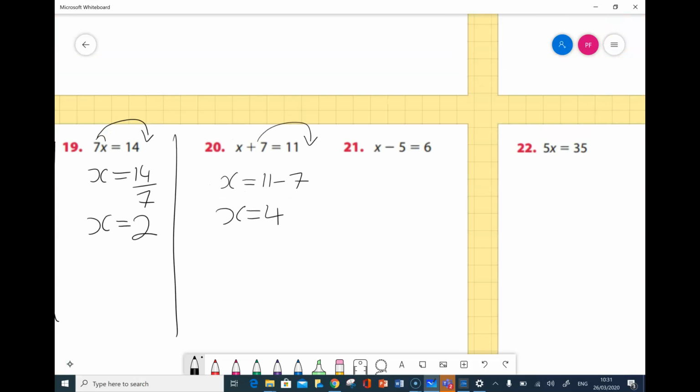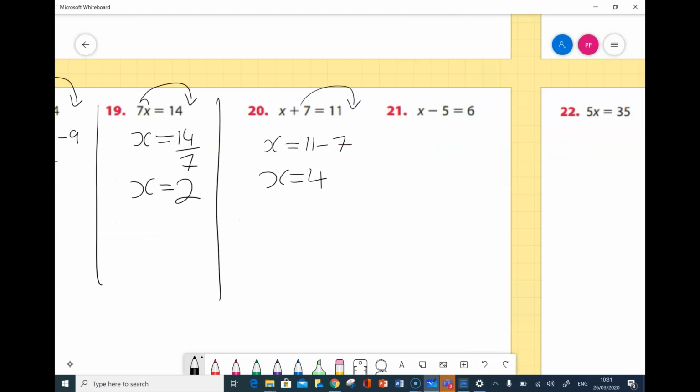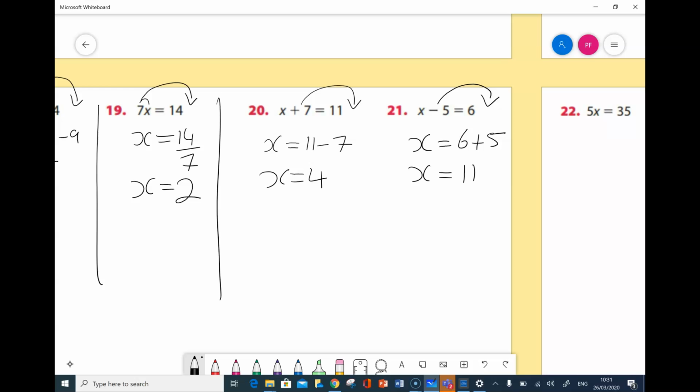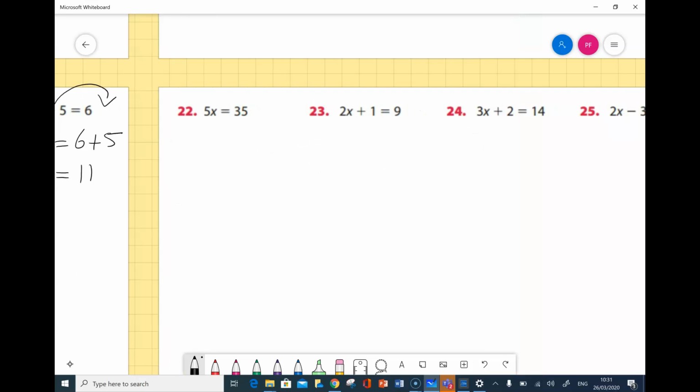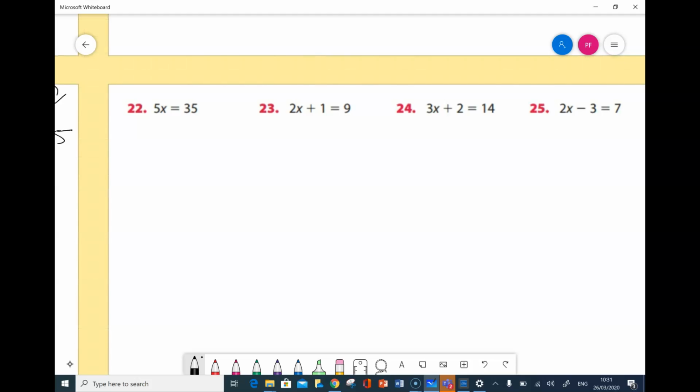Question 21. I've got x minus 5 is 6. So the 5 is subtracting. So when it comes over, it will become addition. So 6 plus 5. So x is equal to 6 plus 5, which is 11. Question 22. 5 times x is 35. The 5 is multiplying the x, so when the 5 comes over, it will change to the opposite, which is dividing. x is equal to 7.